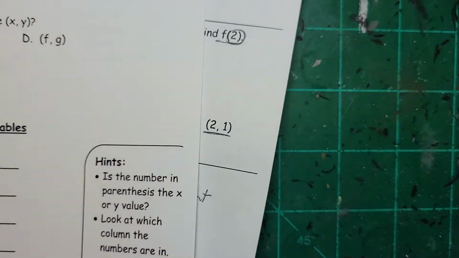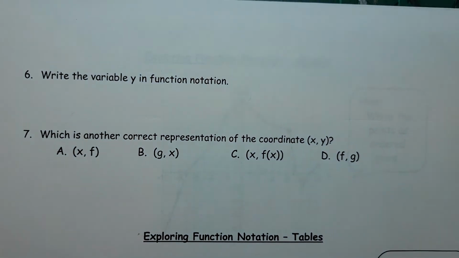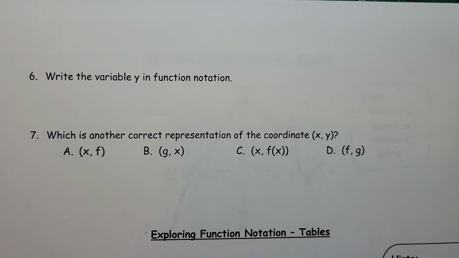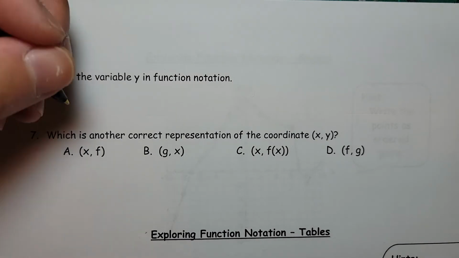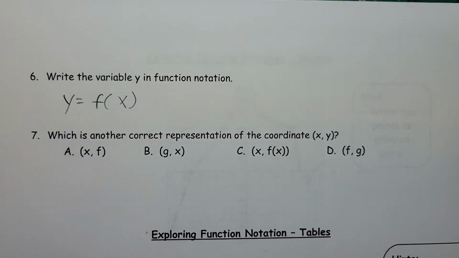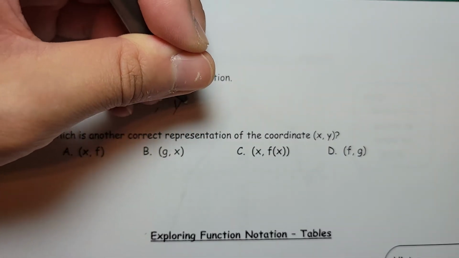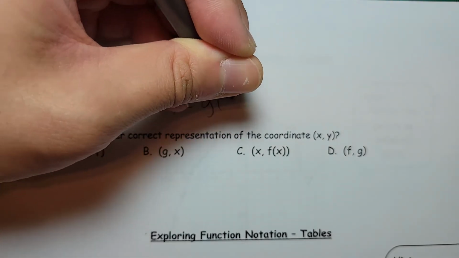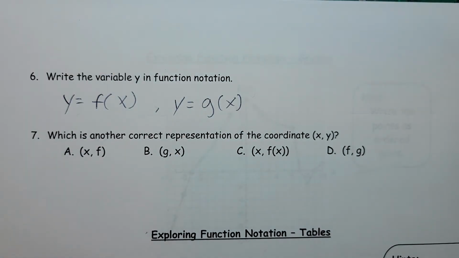Everyone turn to the next page. And you should be having 6 at the top. Question number 6, excuse me. So it says, write the variable y in function notation. So if you remember, in the previous question, y is the same thing as f of x. So y equals f of x. We could also write y equals g of x. Just 2 different equations it could equal.